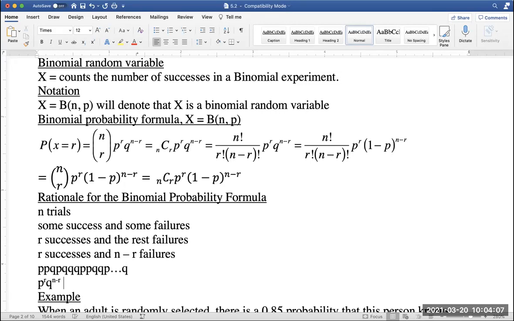But for each of these situations, it could be that maybe the first one isn't a success, maybe it's a failure, etc. So the question is, how many different ways can you write this? How many different ways can you have R successes? It's done in n choose R different ways. The R number of successes is done in n choose R different ways.